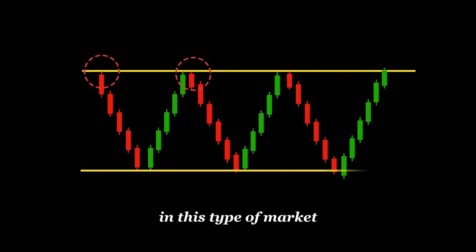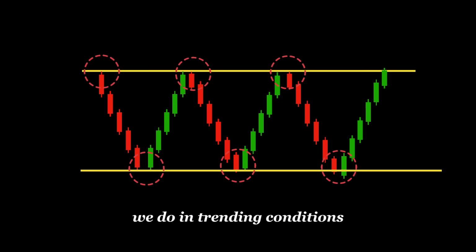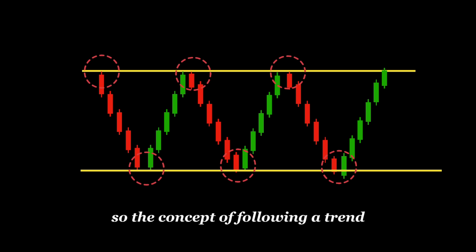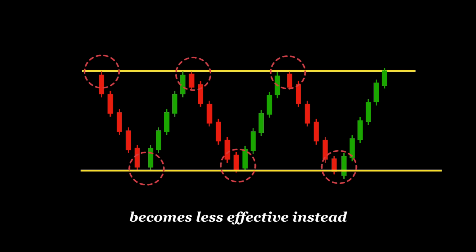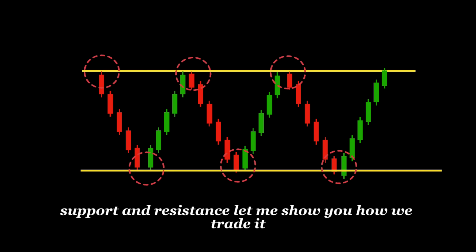In this type of market, we do not apply the TLS method in the same way we do in trending conditions. The reason is simple. In a range, the market is not clearly moving in one direction, so the concept of following a trend becomes less effective. Instead, we approach the market differently by focusing on how price behaves between support and resistance. Let me show you how we trade it.